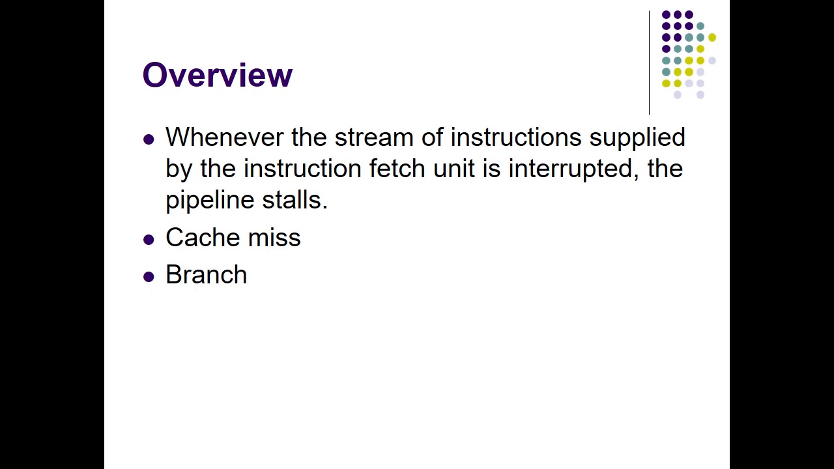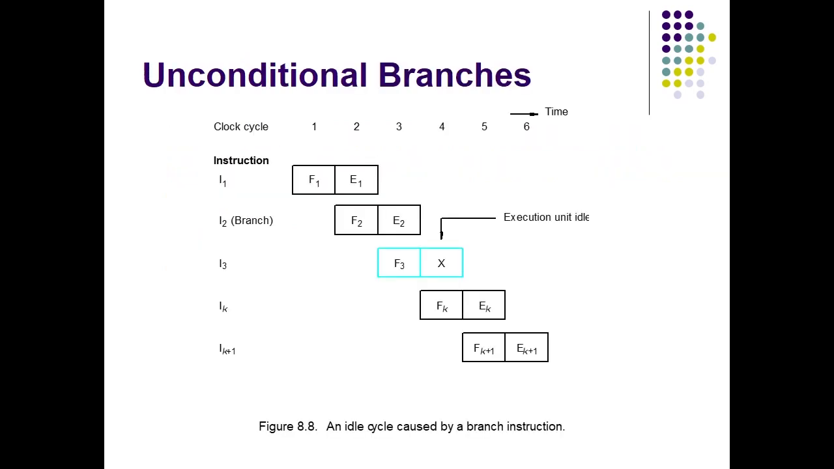Cache miss is so simple, you do not have the instruction, so obviously it will be stopped, but we will see the branch. Let us say, to make things simple, we have only 2 phases in the instruction. One is fetch, another is execution. Within fetch, everything including decoding is happening, and within execution, plus write back, is happening. So, we have 2 phases. This is a branch instruction, and it is an unconditional branch.